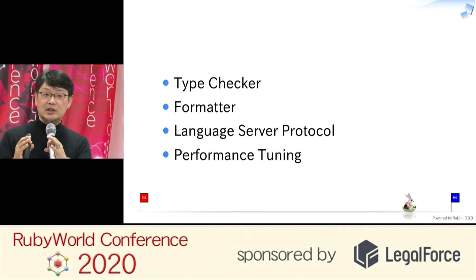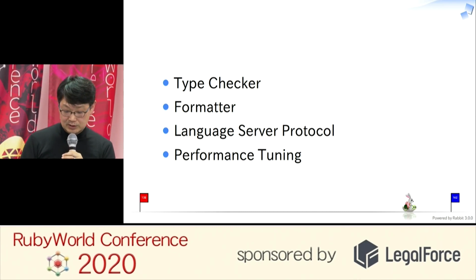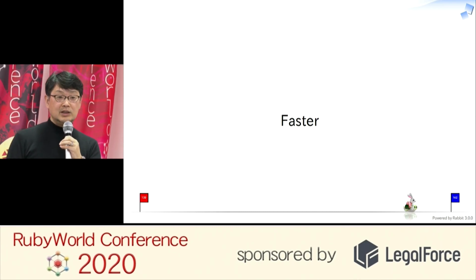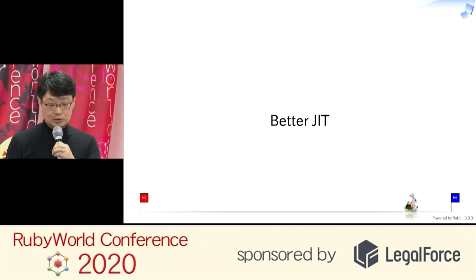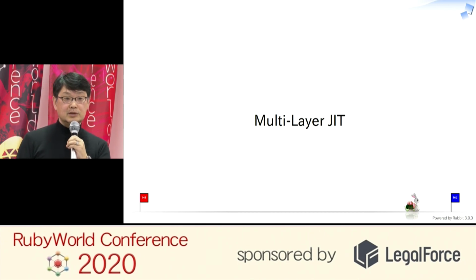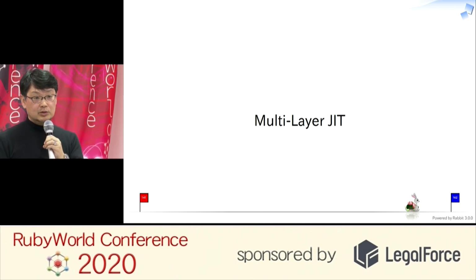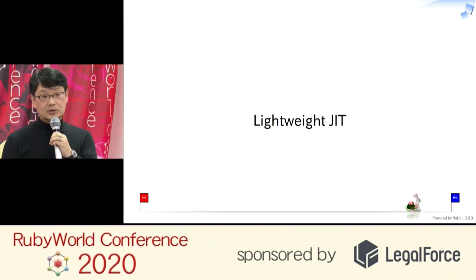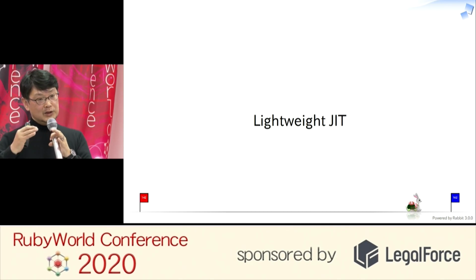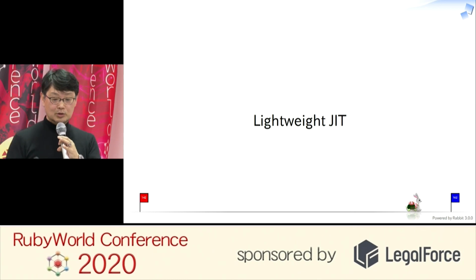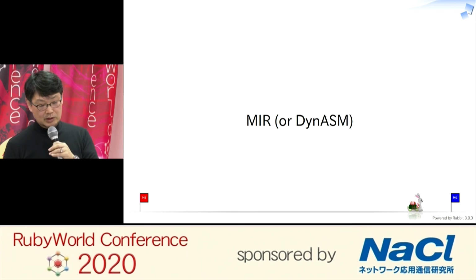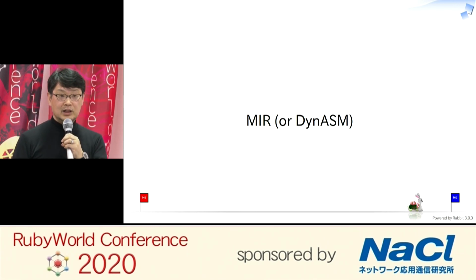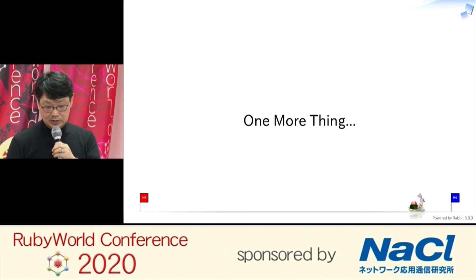And it cannot be done only by the core team. We have to support the team. And we want to improve the performance. The current JIT compiler is not something satisfactory. Multi-layer JIT should be introduced. The JIT compiler requires a lot of cost. So we have to have a lighter JIT so that we can have a multi-layer and lightweight JIT, and other things should go.